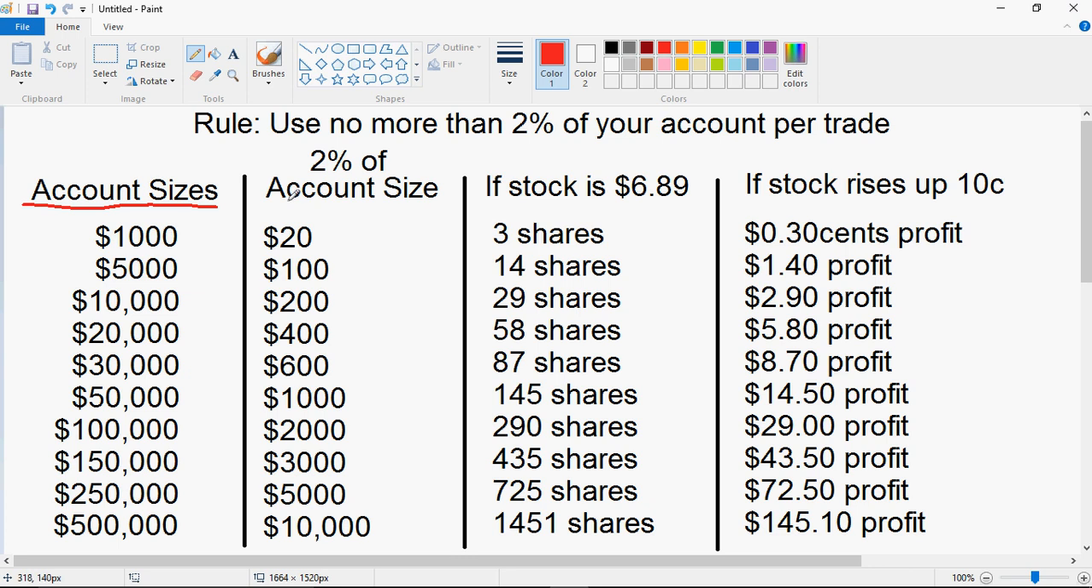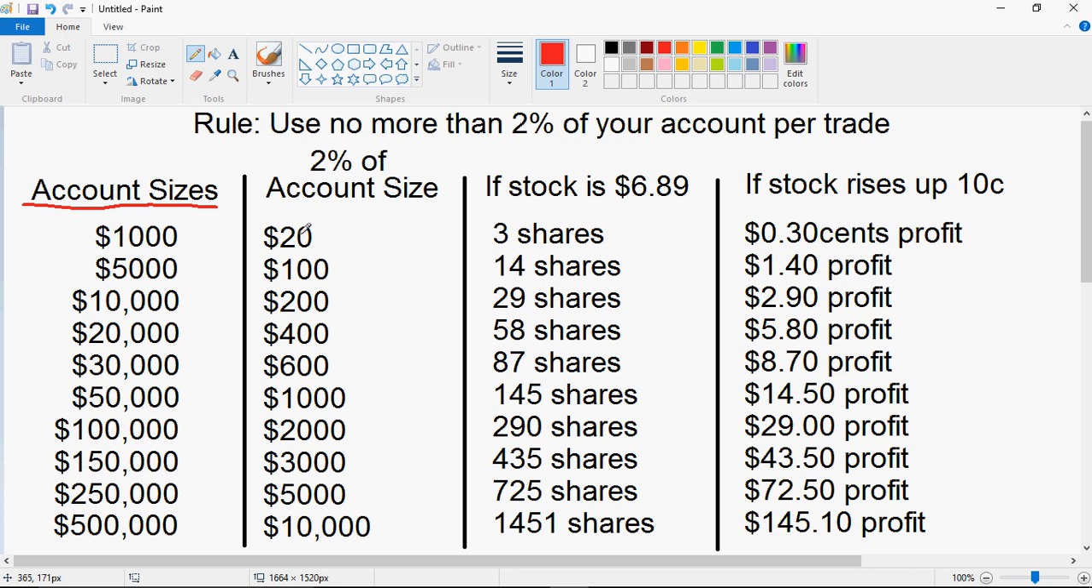Let's look at why. If you obey the rule, because this is for your losses to stay small, and you want to obey this, 2% of $1,000 is only $20. Is that so? Let's calculate it. Times 2 divide 100. Yeah, it's only $20.